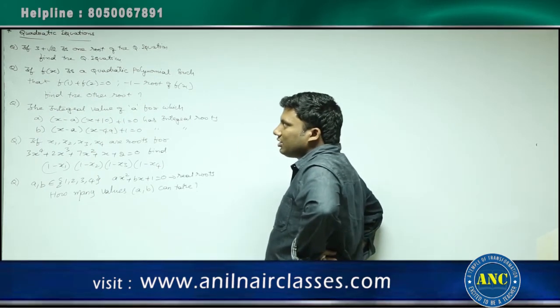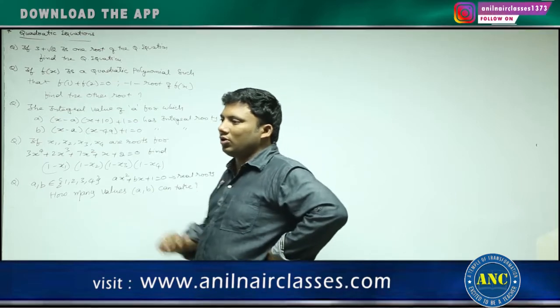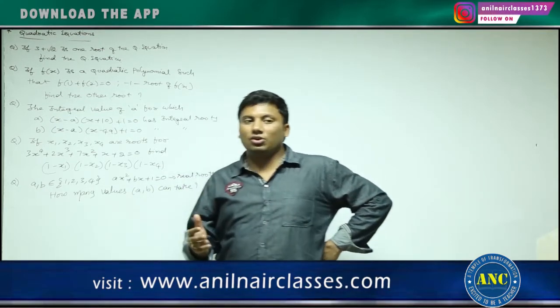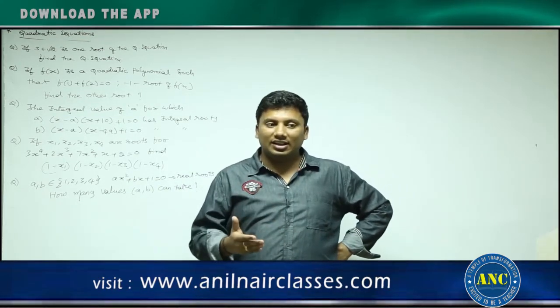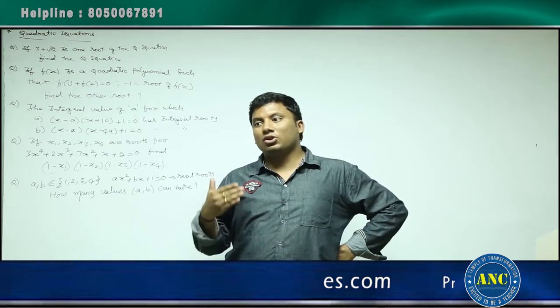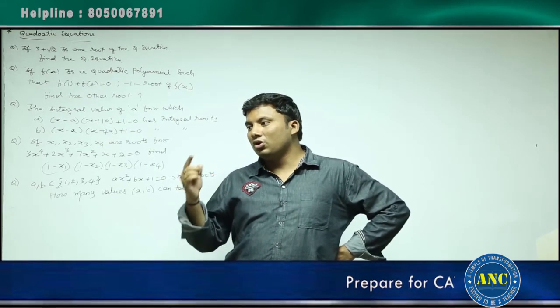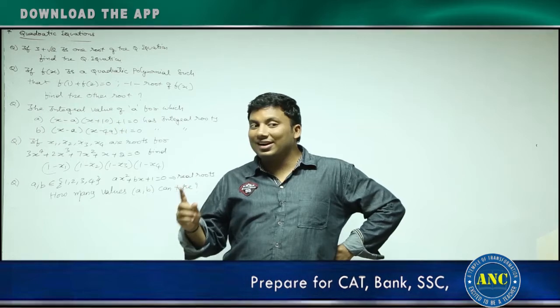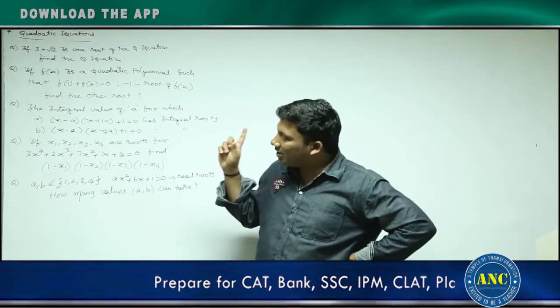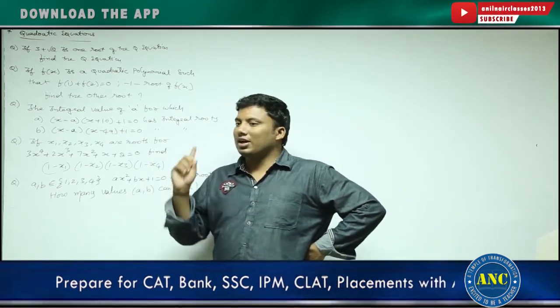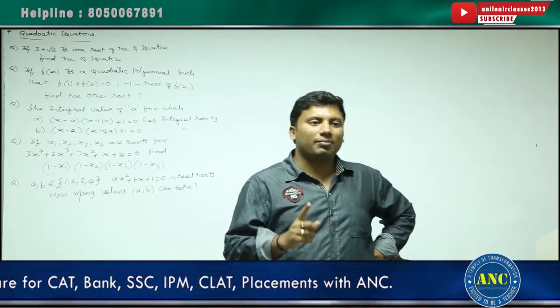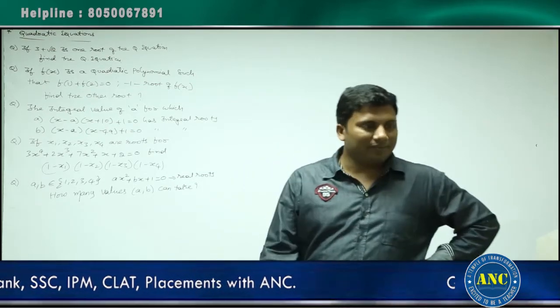Most of the students will think that if one root is 3 plus root 2, another root will be 3 minus root 2. Please go back and see the theory. If one root is p plus root q, another root will be p minus root q, only when the coefficients are rational. Did I specify anything about the coefficients? No. So the answer is cannot be determined uniquely. Please write down.